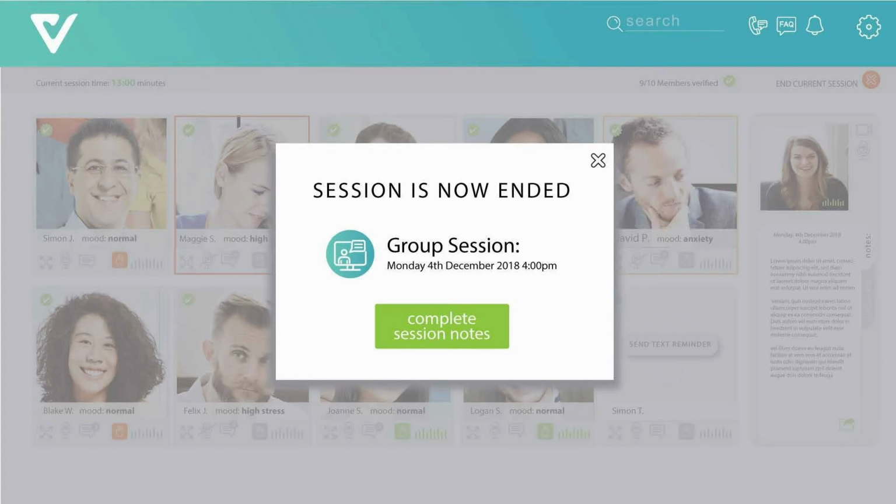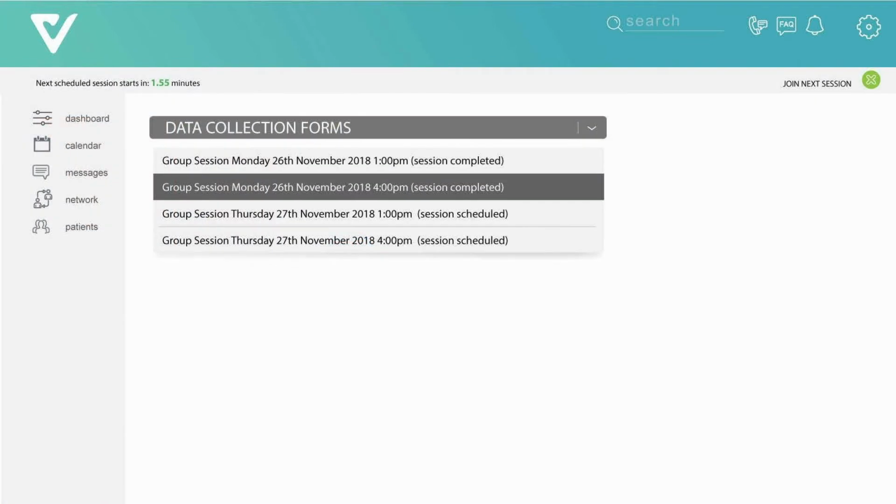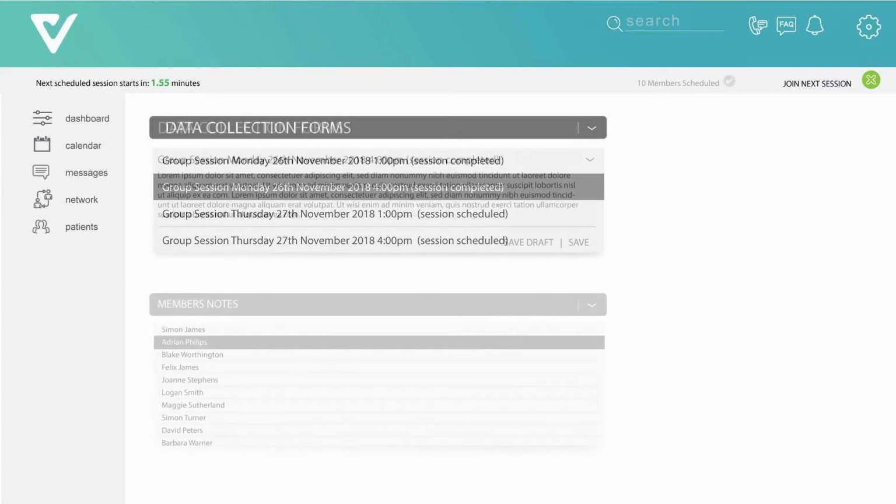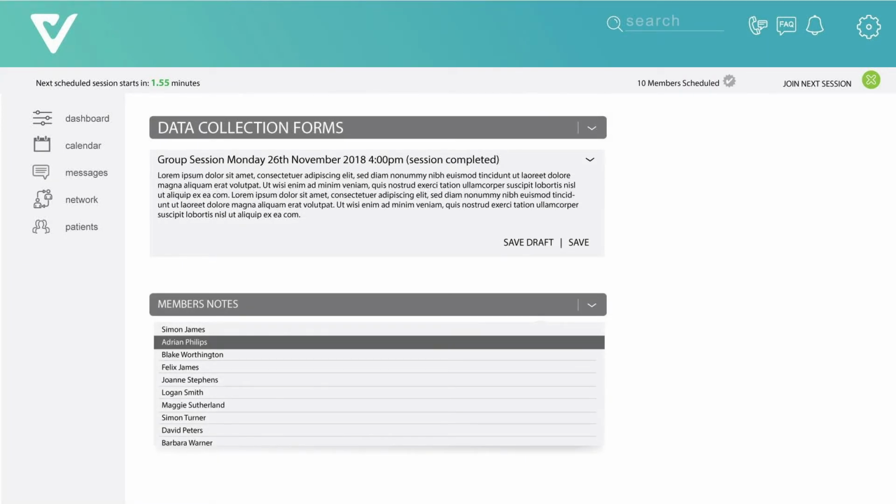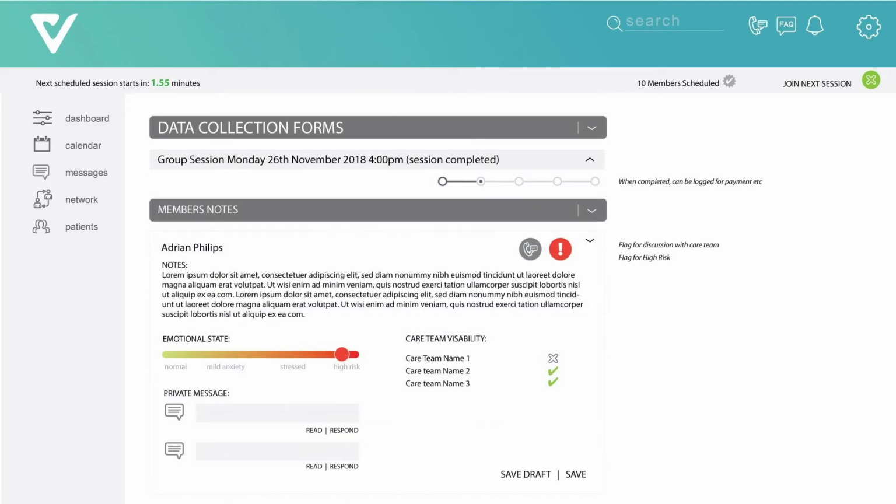So now our session has ended. Therapist is going to go into this particular session that she just ended. And now she's got her notes that she's captured during the course of the session up at the top of the screen, and down at the bottom are all the participants of the session, and she needs to complete case notes for them, just make basic notes.